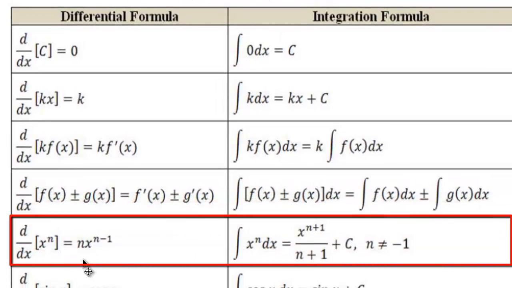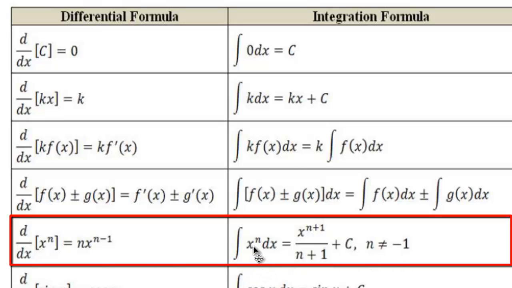Next, we have the power rule. The power rule for differentiation, if we have a function x to the n power, it's n times x to the n minus 1 power. If we do that in reverse, it's a little bit more complicated, but the integral of x to the n dx is equal to x to the n plus 1 divided by n plus 1 plus c, as long as n does not equal negative 1. We're going to deal with that a little bit later when we get into transcendental functions.